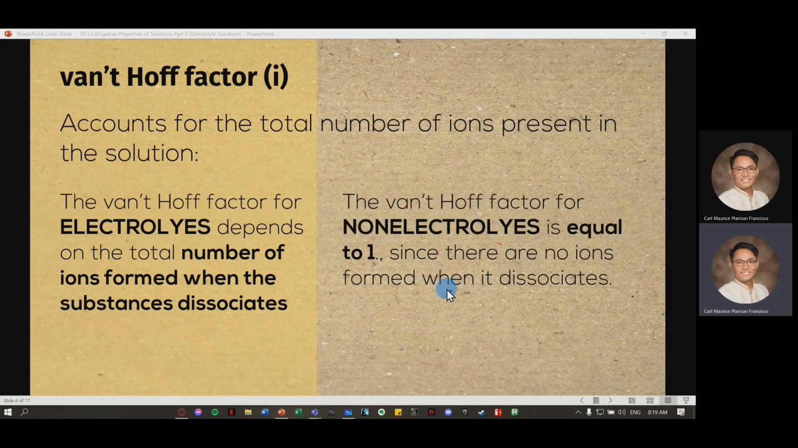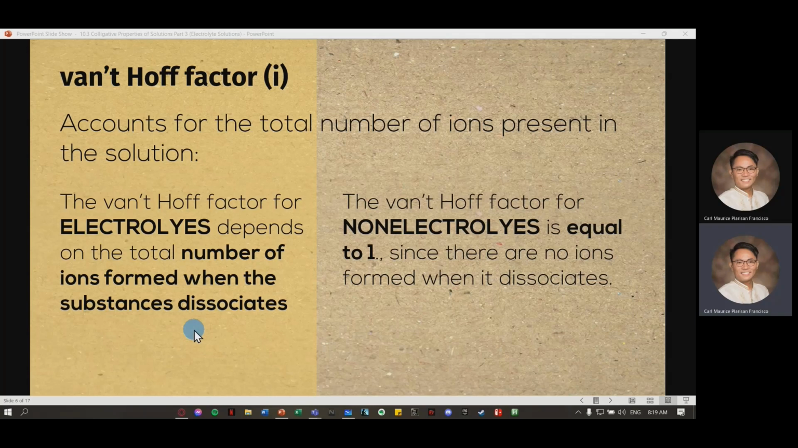Ano pong ibig sabihin nitong slide na ito? This one, the first concept, would like to tell us that if we want to compute or determine the Van't Hoff factor of an electrolyte, we will look into the number of ions formed when the substance dissociates.